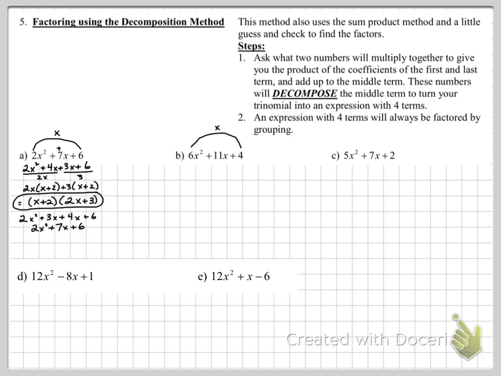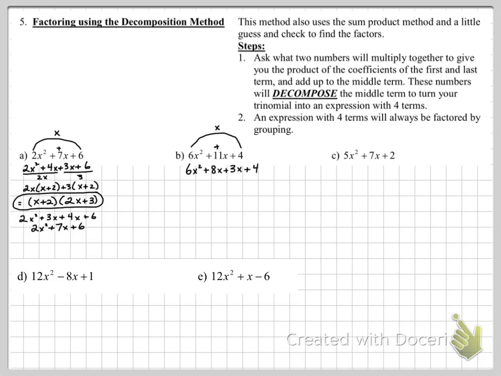So here again, 6 times 4 is 24, and add up to 11. Hopefully you can see that's going to be 8 and 3. That means the middle term can factor into 8x plus 3x, or it can factor into 3x plus 8x. It doesn't matter. In the end, you're going to get two factors that are going to be the same.